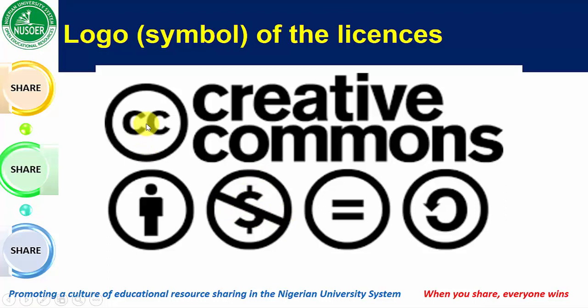Let me tell you again. This CC Creative Commons, you have it as part of the code, and this one is by. That's the attributing to a person. This one is that no commercial thing is involved. You are not going to use the thing for any commercial purpose, so no dollar. So this is NC, non-commercial. You can't use my work for any commercial purpose.